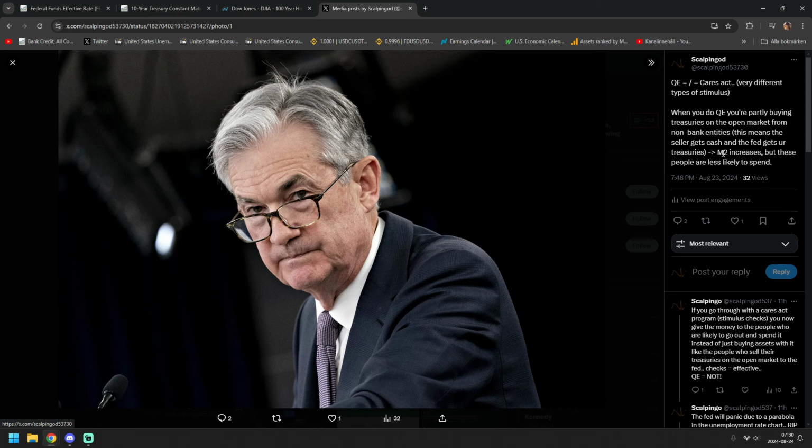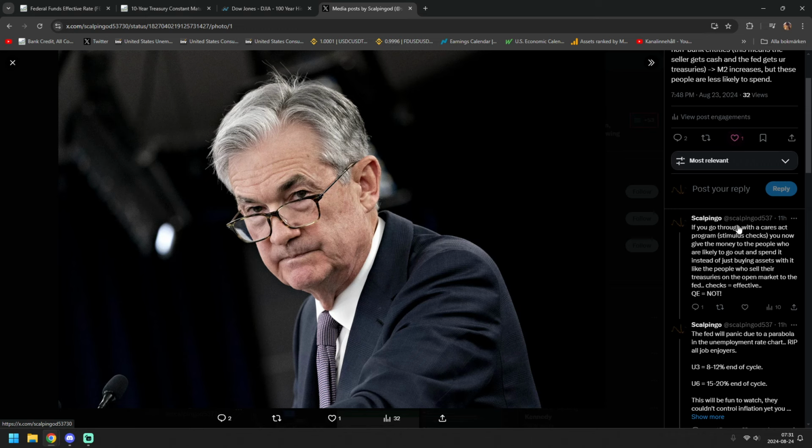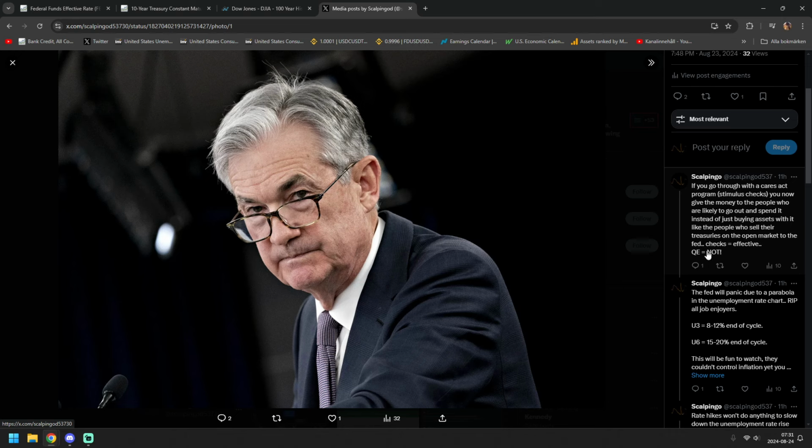Yeah? And so the M2 money supply increases, but again, the people who have treasuries are less likely to go out and spend it in the real economy. You're more likely to go and maybe buy assets or something with it, right? Which makes it less stimulative for the economy. Because yeah, you can buy assets, but that's not going to stimulate the economy by itself. Whereas if you go through with the CARES Act program, the stimulus checks which you did in 2020, you now give the money in 2021, you now give the money to the people who are likely to go out and spend it instead of just buying assets with it, like the people who sell their treasuries on the open market to the Fed. Checks equals effective, Q equals not.